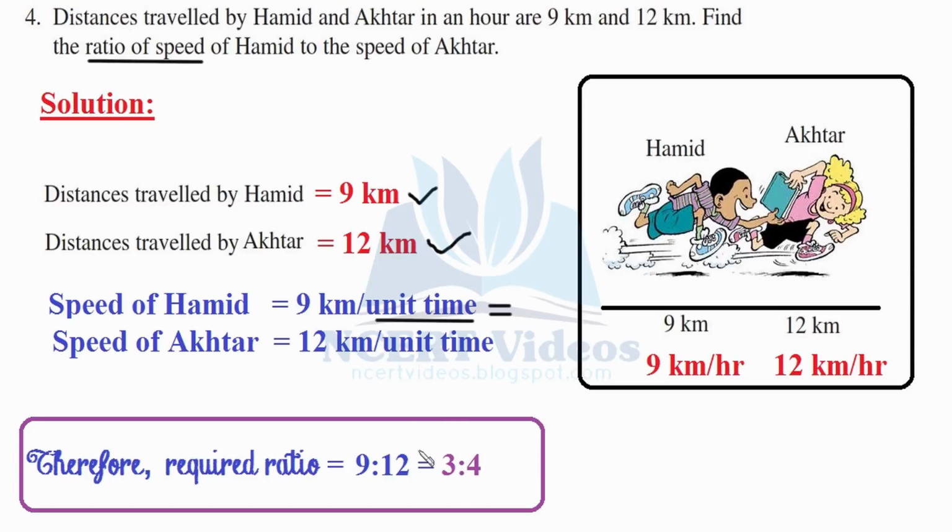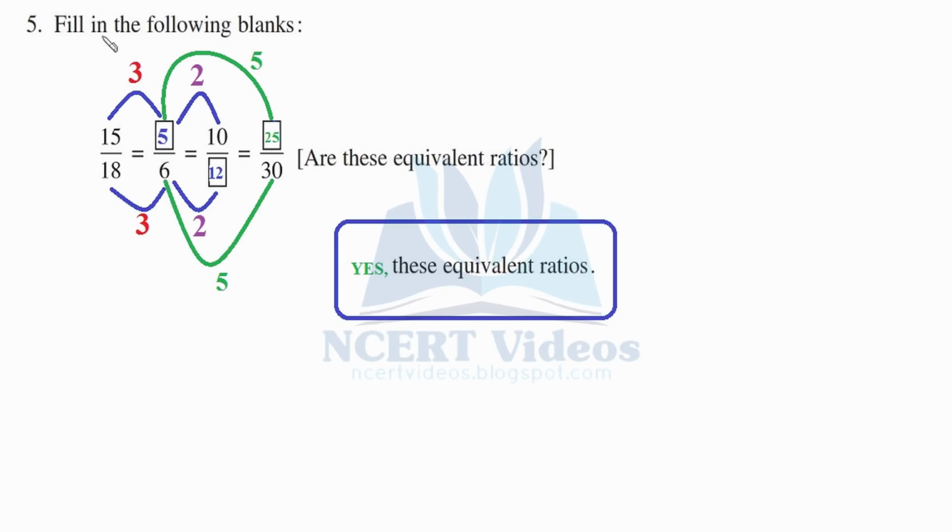That was your question number 4. Question 5. Fill in the following blanks. These are the blanks, and we have to fill them by using the ratios concept. First of all, what we see here is 15/18, and when we convert it into simplest form, the other form has 6. So how can we attain 6 from 18? When divided by 3. Similarly, now we have to divide 15 by 3, because ratios have to be equivalent. So 5 is the outcome, because 15 by 3 is 5. Now we have got this part.